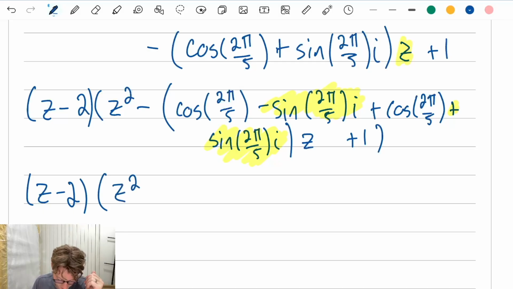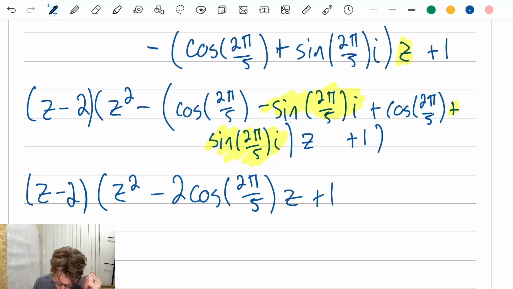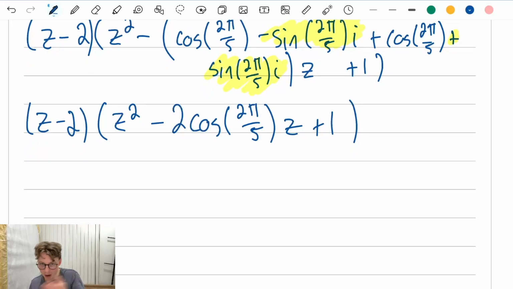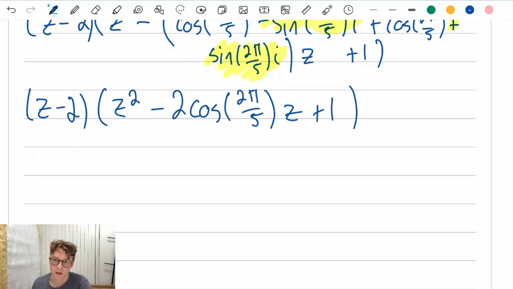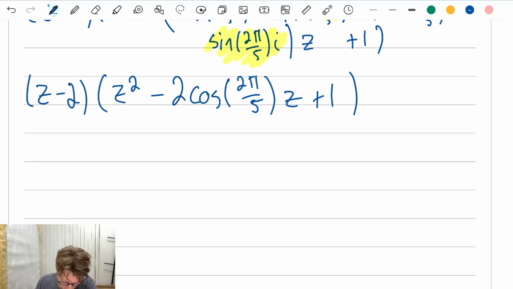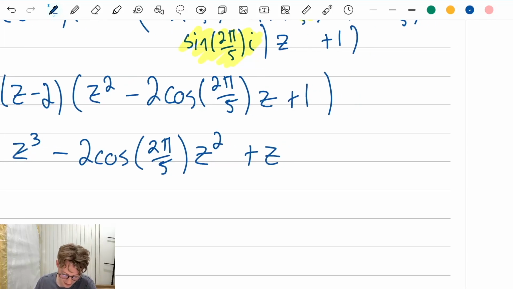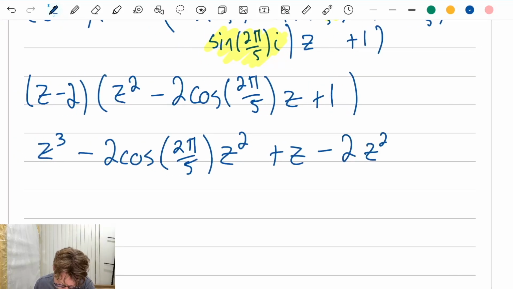I wind up with z squared, and I can just do minus out the front, right? Just minus cosine 2 pi on 5 z plus 1. That's just my quadratic part. I can now multiply my z and my 2 through, and after collecting like terms, I wind up with z cubed minus 2 cosine 2 pi on 5 z squared plus z, and then if I do my second term, that becomes minus 2z squared, and then it simply becomes plus 4 cosine 2 pi on 5 z.